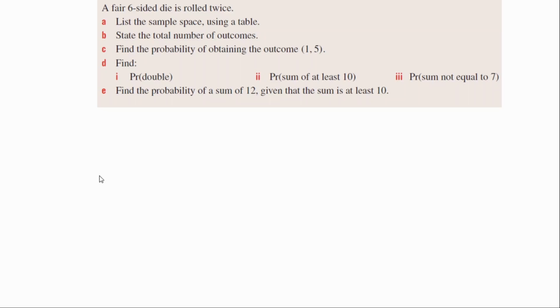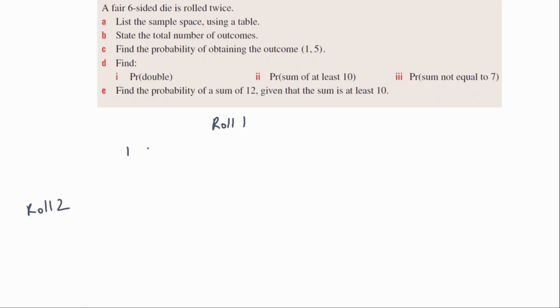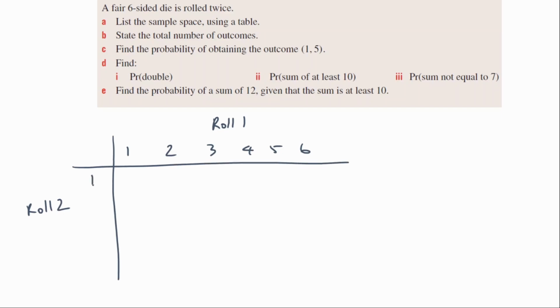Let's start by drawing out a table. So I'm going to label the top as roll 1 and the side as roll 2, like that. And our possible numbers are 1, 2, 3, 4, 5, and 6. And I'm also going to have the same going down, 1, 2, 3, 4, 5, and 6. And let's fill out the rest of this array now.